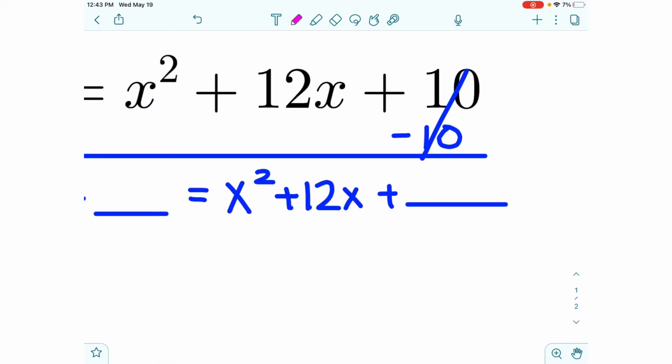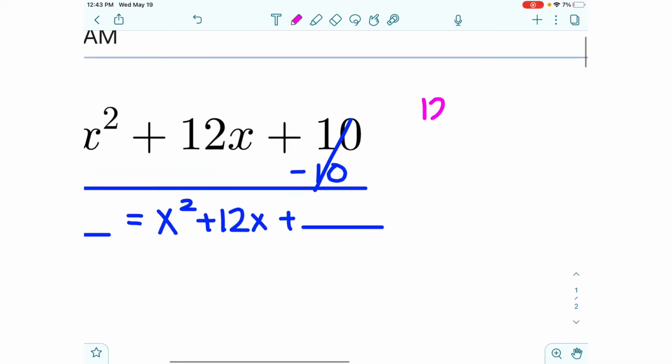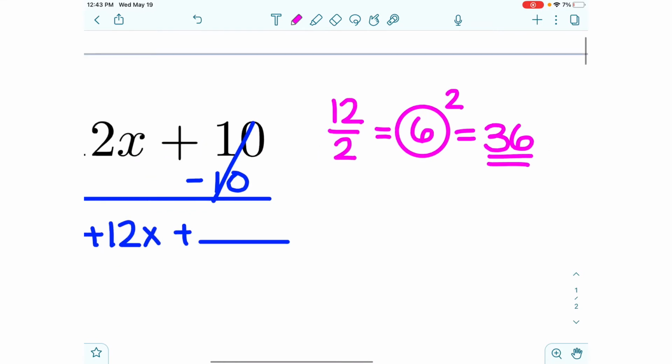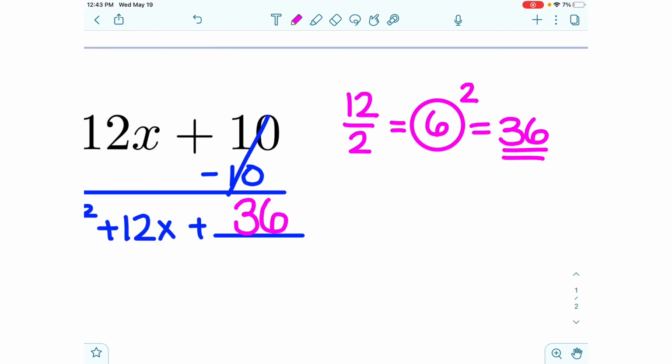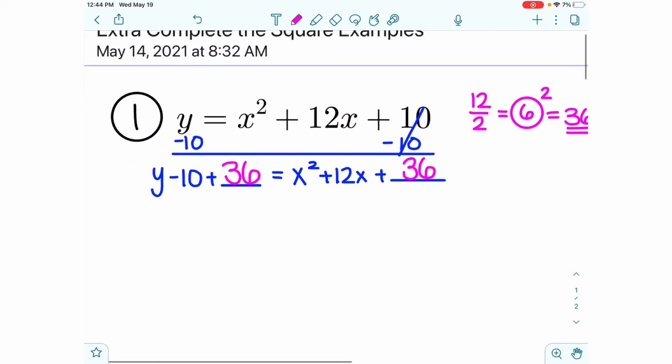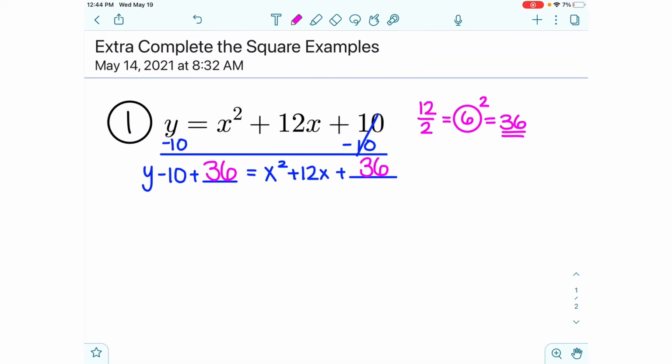I'm going to take this middle number 12 and divide it by 2. 12 divided by 2 is 6, okay? So I'm going to take that number and square it. 6 squared is 36. 36 is the number I'm going to add to both sides. Now I circled the 6 for a different reason, so I'm going to come back to that. But I divide by 2 and then I square, and that's the number I add to both sides.